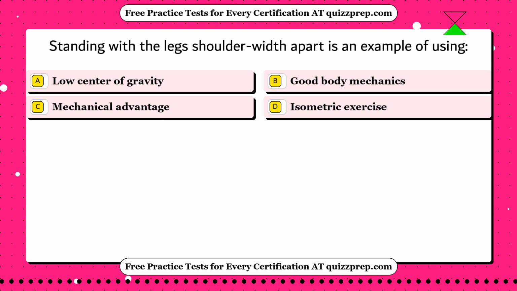Question 63. Standing with the legs shoulder-width apart is an example of using: Option A. Low center of gravity. Option B. Good body mechanics. Option C. Mechanical advantage. Option D. Isometric exercise.